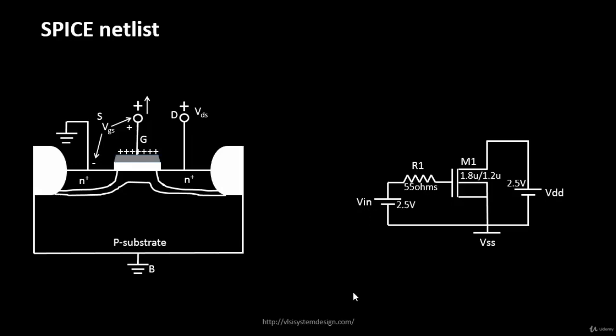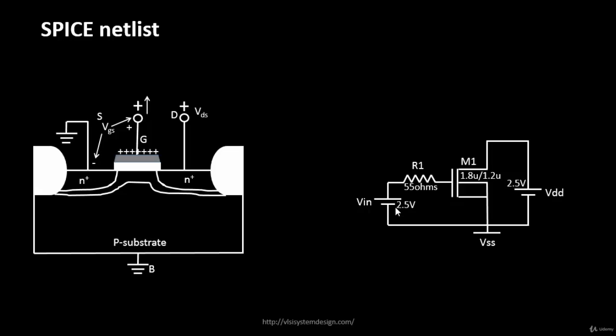For example, let's call this one 2.5 volts. Let's call the protection resistance 55 ohms, called R1. Let's call M1 of a width of 1.8 micron and length of 1.2. This is basically W by L, so 1.8 by 1.2, and your VDD is 2.5 volts and VSS is of course 0. So this is what we have defined, and now we have to put this in a way that is understood by the SPICE engine.